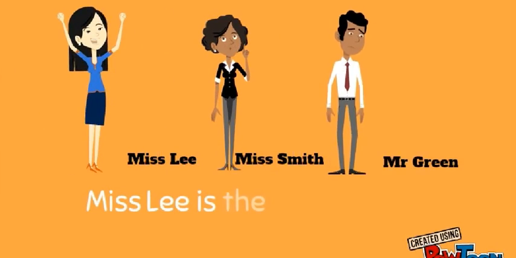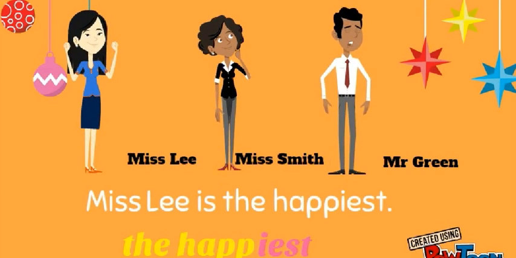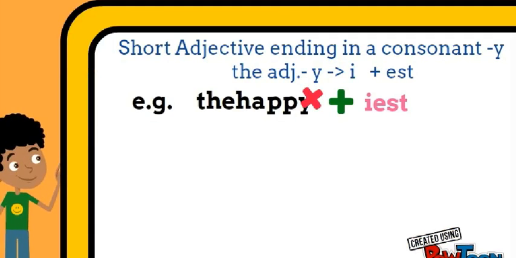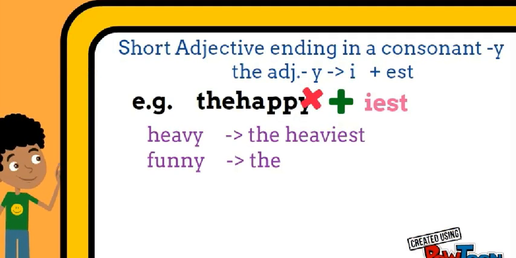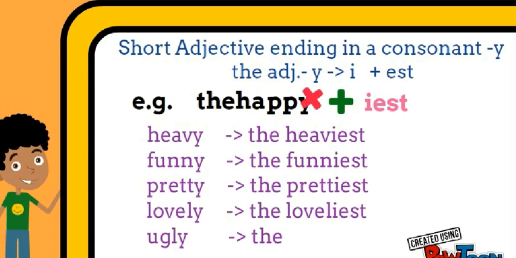Now let's move to another group. Here Miss Lee again, Miss Smith, and Mr. Green. Miss Lee is the happiest. She's the happiest of them all. So if we have an adjective ending with Y, we simply cancel the Y and add IEST. Examples: heavy, the heaviest; funny, the funniest; pretty, the prettiest; lovely, the loveliest; ugly, the ugliest.